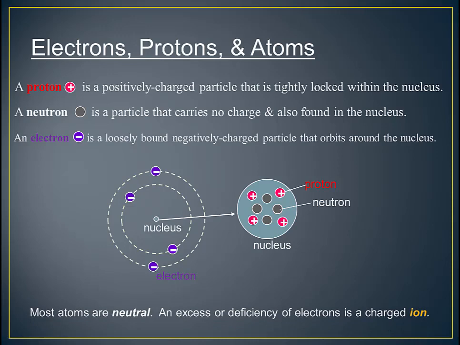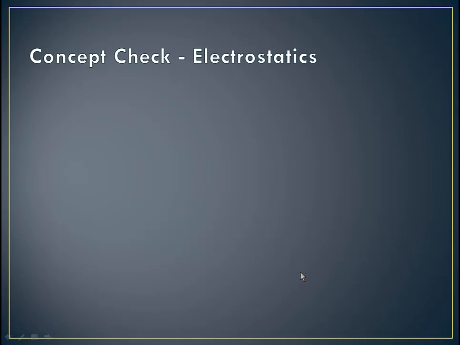And usually atoms like to be neutral. So if you have 4 protons, you're going to have 4 electrons. If you have 8 protons, you'll have 8 electrons, etc. And if you have an excess or deficiency of electrons, you get a charged ion. So if you have an extra electron, it would be a negatively charged ion. If you're missing electrons, it would be a positively charged ion. And a lot of what you study in chemistry then is about how different atomic elements will bond based on their electrical properties. So a little concept check for electrostatics.